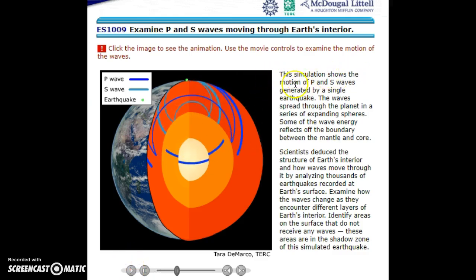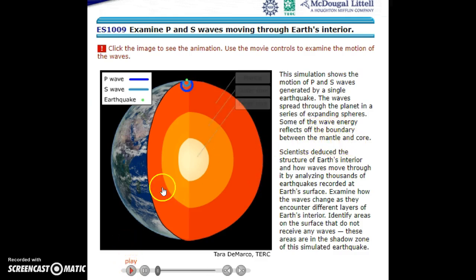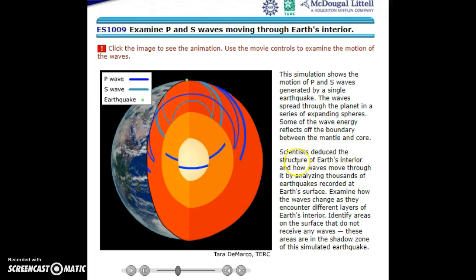This simulation shows the motion of P and S waves generated by a single earthquake. Notice up here at this green point. The waves spread through the planet in a series of expanding spheres. Some of the wave energy is reflected off the boundaries between the mantle and the core, technically between all boundaries. Scientists deduce the structure of the Earth's interior and how waves move through it by analyzing thousands of earthquakes recorded at the Earth's surface. Examine how the waves change as they encounter different layers of the Earth's interior. Identify areas on the surface that do not receive any waves. These areas are in the shadow zone of this simulated earthquake.